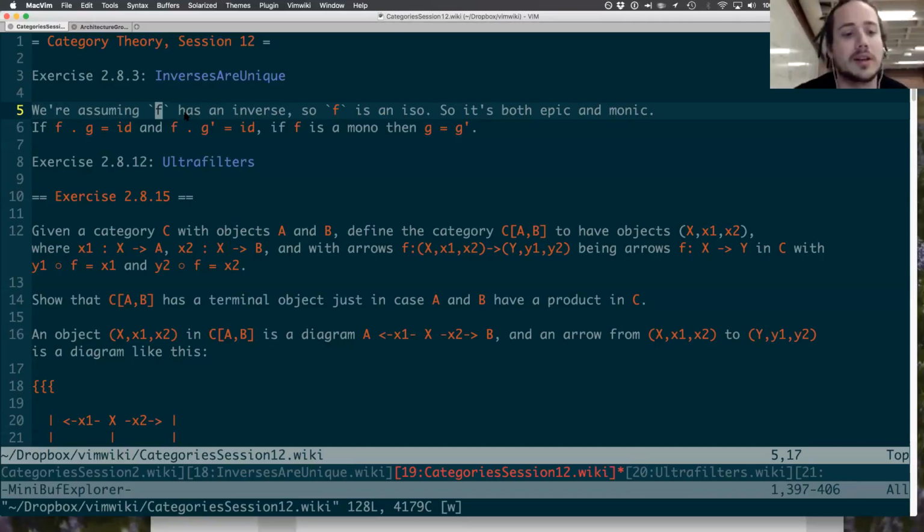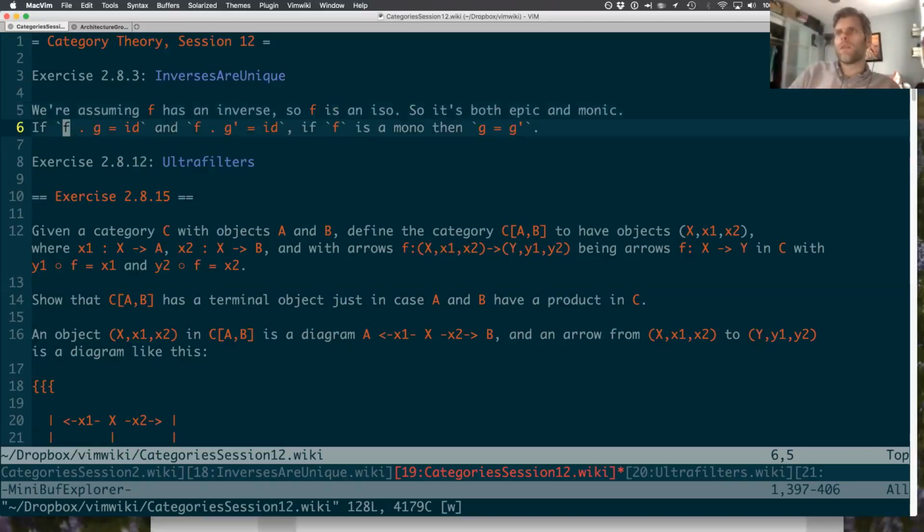Well, I'm happy with that then. So we're saying the inverses of F are unique, right? So we know that F has an inverse, and if it has more than one, then they are the same one. Yeah. That's a really good argument. Yeah. So assuming F has an inverse, then F is an iso, so it's both epic and monic. And so if we have these two things and F is monic, then, well, obviously we can remove it. Awesome. That's a really good argument, much better than mine, which is sort of step by step.